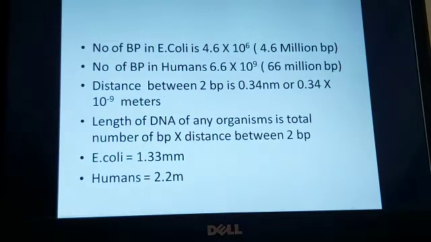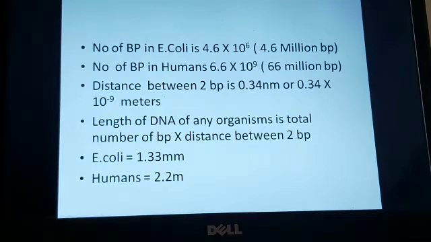Okay, now here the number of base pairs in Escherichia coli. E. coli is a very small bacterium. The number of base pairs in Escherichia coli is 4.6 × 10^6. That is approximately 4.6 million base pairs are present in E. coli. And similarly, the number of base pairs in human beings is 6.6 × 10^9. That is, in the human beings, we have 6.6 billion base pairs present. That is, nitrogenous bases are present.